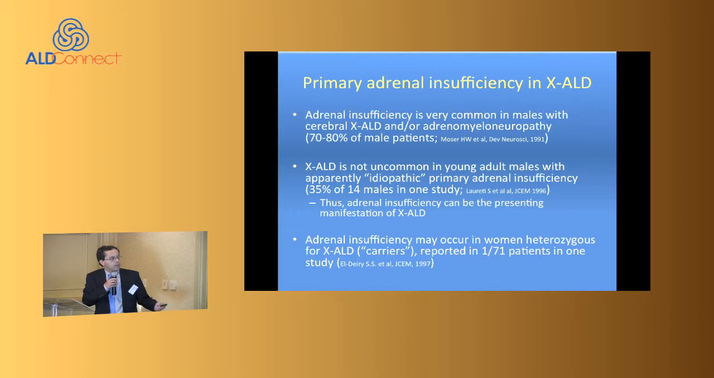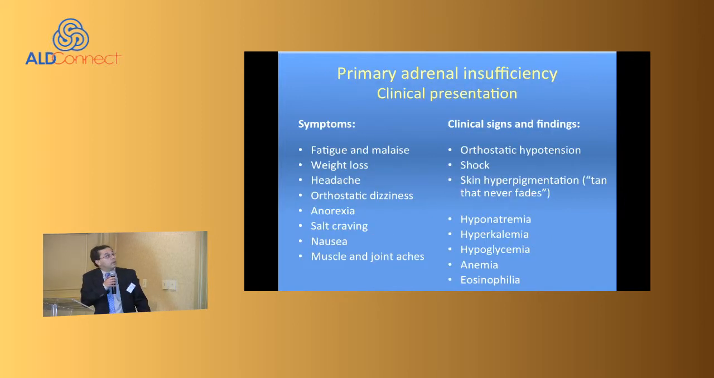I think the message is that all young adult men particularly need to be considered for ALD, even if they don't have any neurologic manifestations at the time. And that's something that pediatricians are probably more aware of. I think in the adult endocrine world, the message has not been adequately disseminated. Now, in women, it turns out that carriers do not suffer from adrenal insufficiency as often. In one study, it seemed to be only 1 out of 71, but still they can. So they also need to be tested and evaluated if they have symptoms.